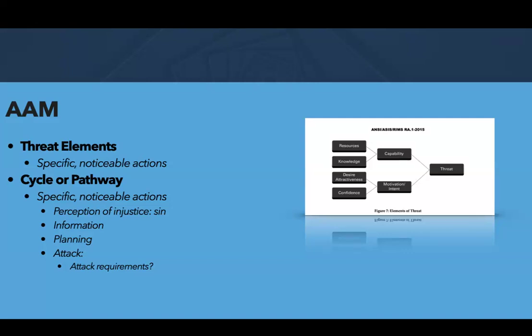So that is the adversary attack methodology. We have these threat elements, which you see on the right over there from ASIS, and then we have the cycler pathway. Once we determine what our pattern is, then we look at this adversary attack methodology, which helps us build our case to go up and have that conversation.